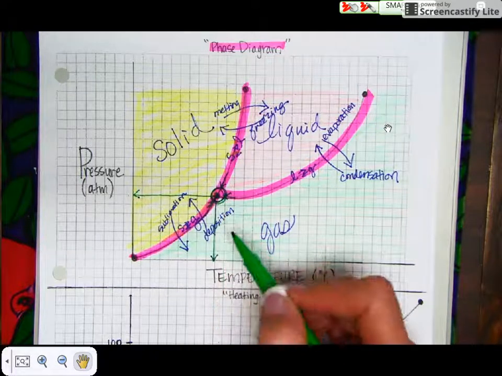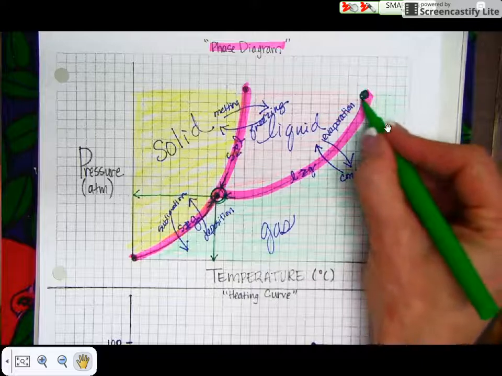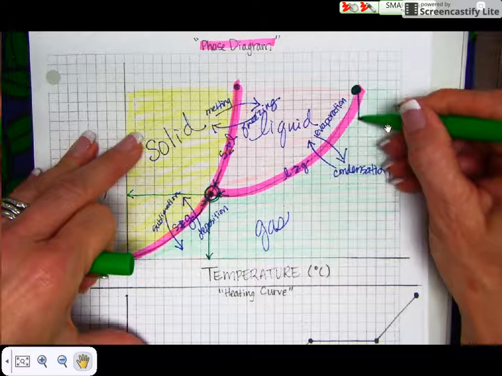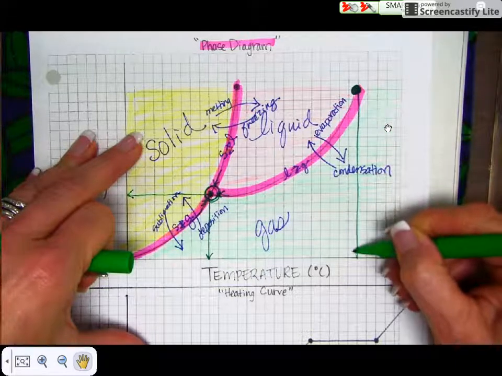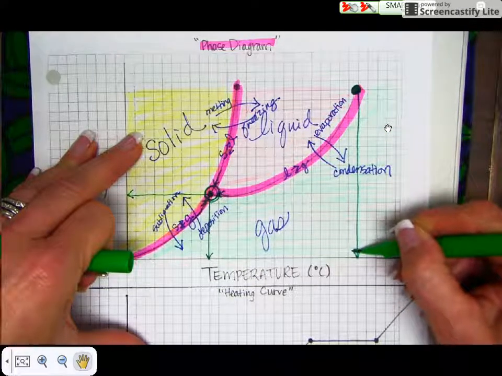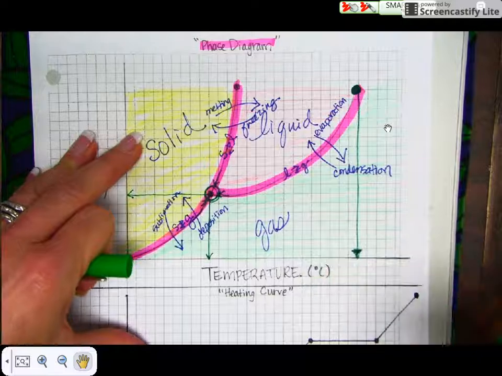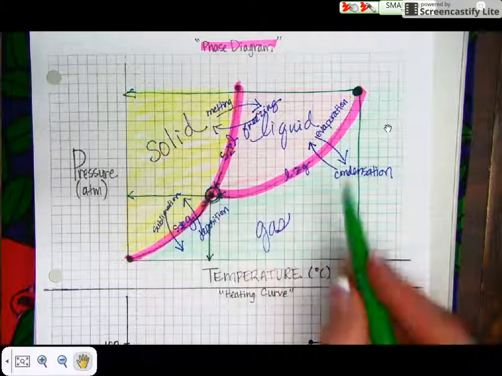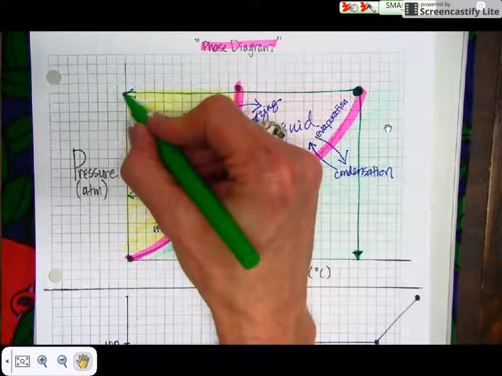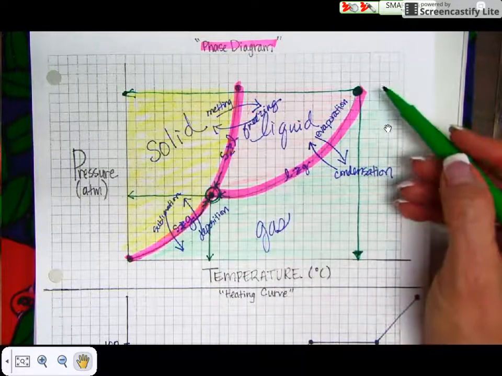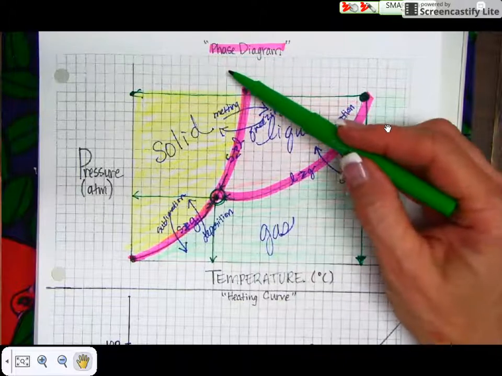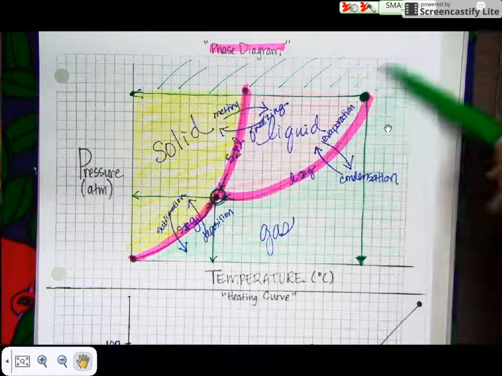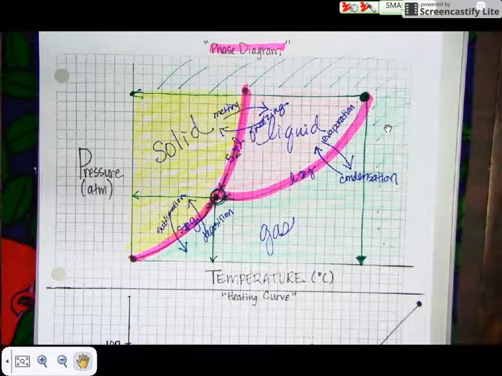Up here at this highest point, this was called the critical point. So if you read down here, whatever temperature would correspond here would be called your critical temperature. And if you read over to the pressure, this would correspond to your critical pressure. The critical point, remember, is the temperature and the pressure past which only gases can exist. Okay?